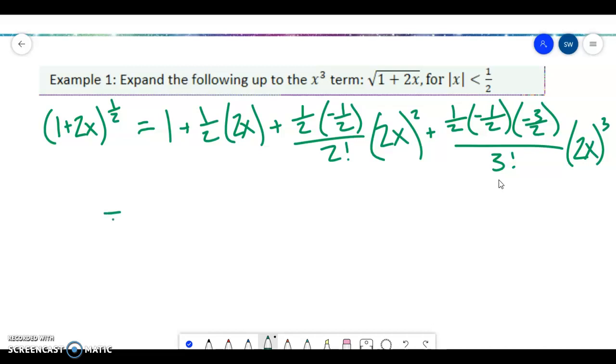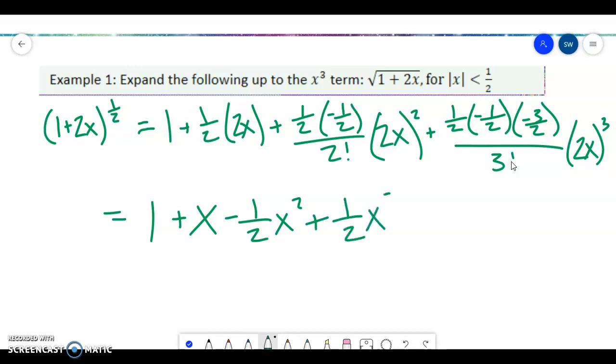So that would give us 1 plus x. So let's see, what is this? So we have, this would be -1/4 divided by 2 is -1/8, but then times 4, so minus 1/2 x squared. Let's do that again. We have, this would be positive 3/8 times 8, though, is going to give us just positive 3. And then 3 divided by 6 gives us positive 1/2 x cubed.